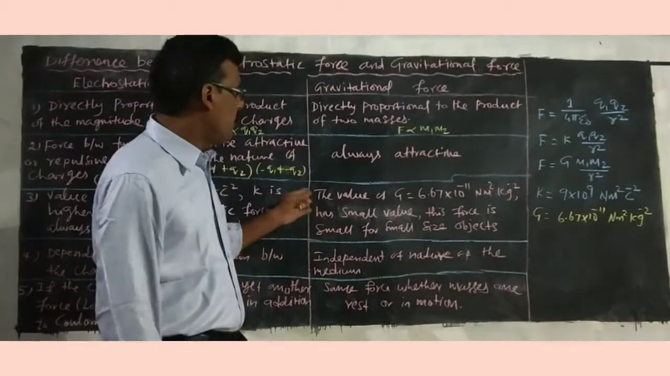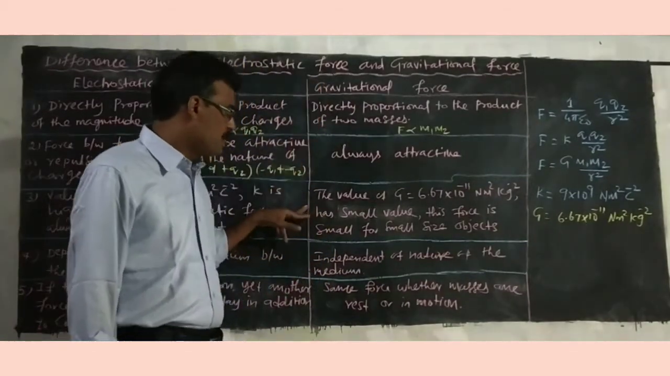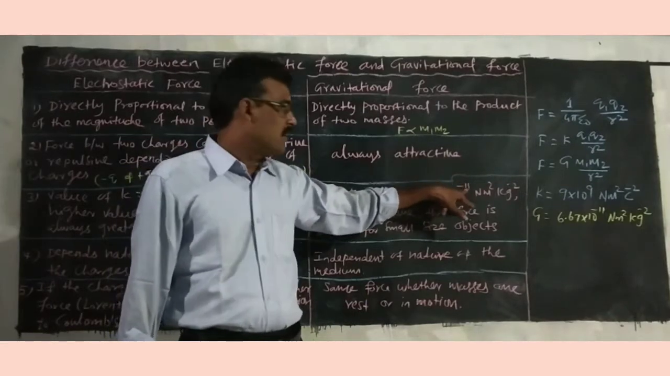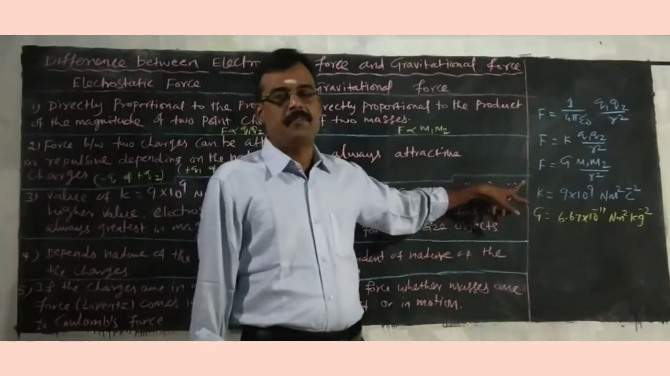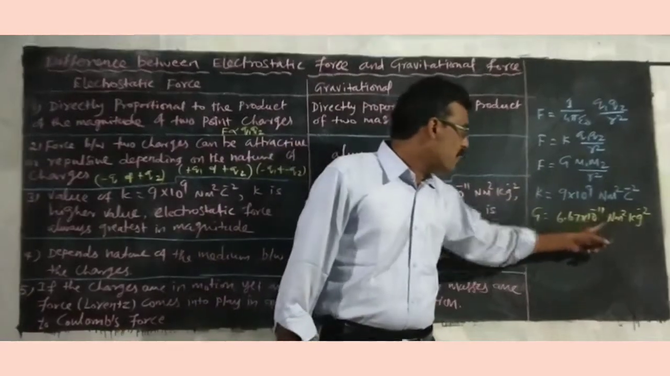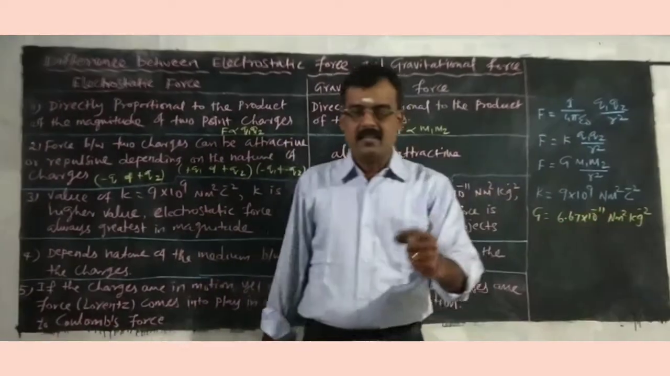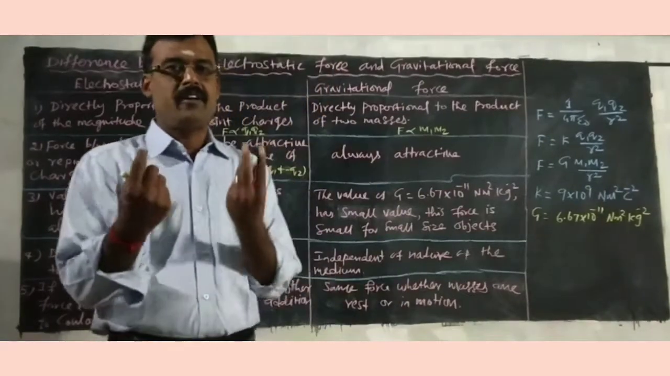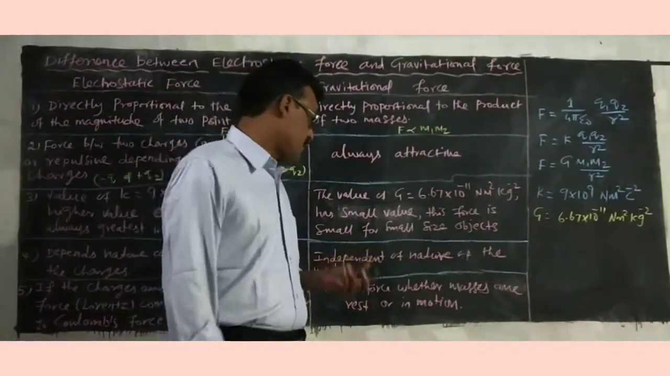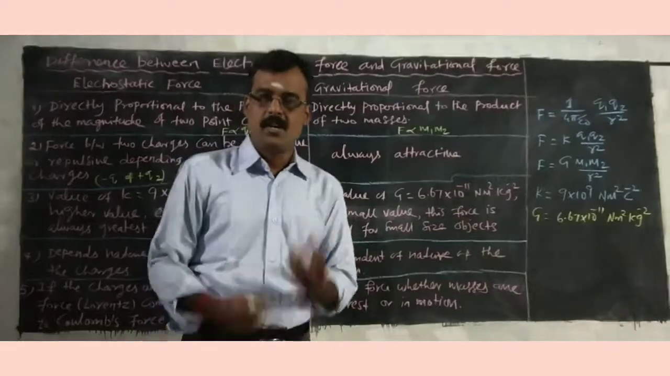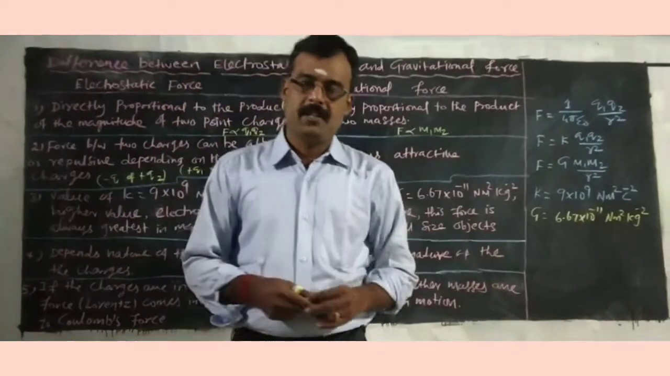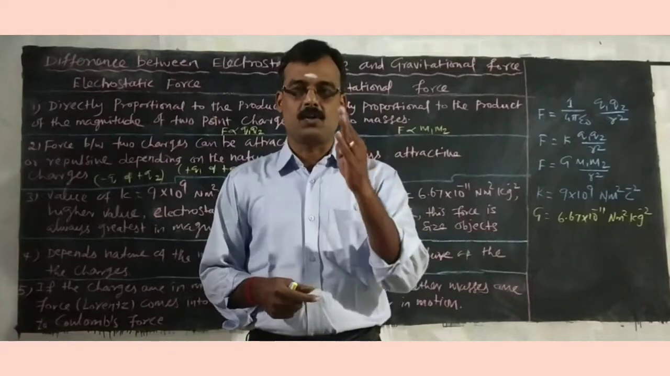Okay, now we come to the gravitational force side. The value of G is equal to 6.67 into 10 to the power minus 11 Newton meter square kg power minus 2. Look at this value, 10 to the power minus 11, which is a very small value. So whenever you take smaller masses, smaller objects, you will get a very small amount of force compared with the electrostatic force.